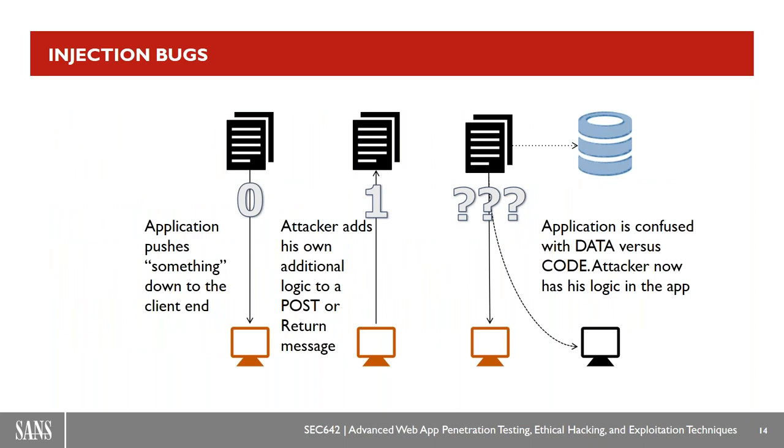So here it is in pictures. The application gives you something, you change it in some way, give it back, and then perhaps the application runs that data as code, and now we have logic running from the attacker inside the application. This couldn't possibly be good. Going back, the problem here is assuming that the attacker could not possibly change a serialized object, or assuming that, of course, it's fine because I'm the one who made it and gave it to the user.